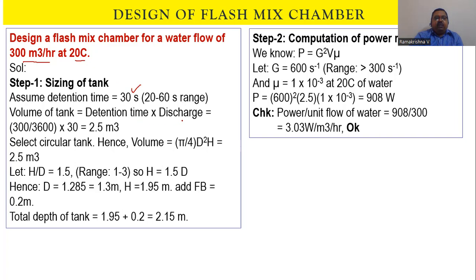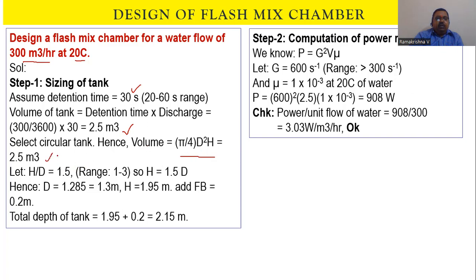Detention time multiplied by discharge. Here, meter cube per hour is there, time is in seconds. So converting the meter cube per hour into seconds, I'm getting 2.5 meter cube as the volume. Once you know the volume, you have to identify the size and shape of the configuration of the flash mixer tank. So I'm assuming a circular one. So volume will be equal to pi by 4 d square into h, which is equal to 2.4 meter cube.